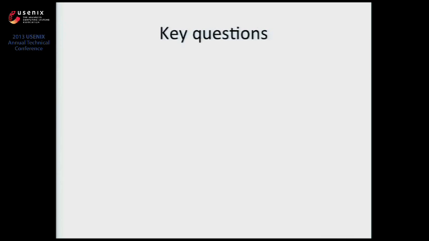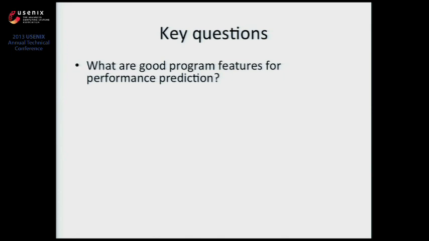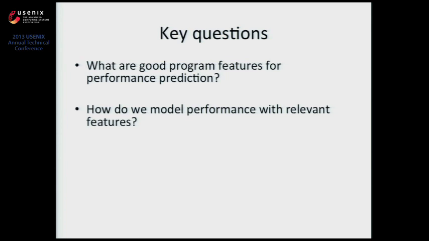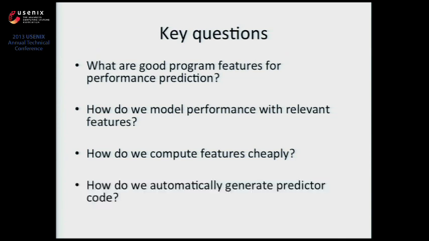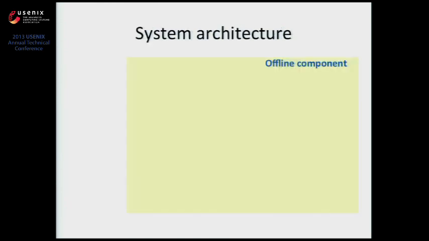To implement this idea, we need to address a few challenges. First, what are good program features for performance prediction? Second, how do we model performance with relevant features? Third, how do we compute features cheaply? Fourth, how do we automatically generate predictor code without involving human? So Mantis addresses the challenges by combining techniques from program analysis and machine learning.